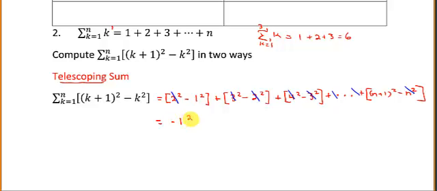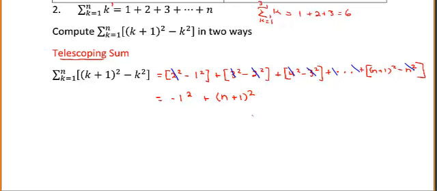Negative 1 squared plus n plus 1 squared. And that's it. So these are pretty easy to evaluate, because now if n were 100, well, this would be negative 1 plus 100 plus 1 squared. Okay, so we could do that pretty easily. So anyway, let's simplify this a little bit.